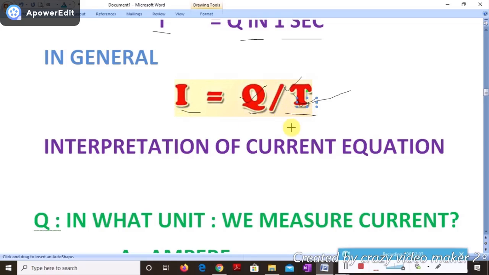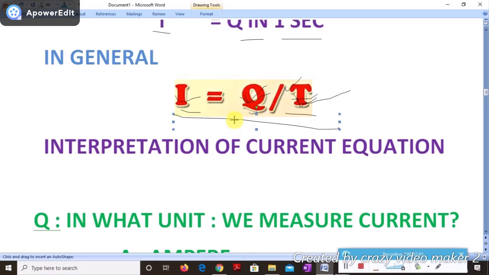And one thing I want to tell you here: both of these things, charge and time, are affected by many other factors that we will discuss later in this chapter, in the next videos. The definition of current is precisely based on this formula because it is more accurate. So the proper definition of current is the time rate of flow of charge through any cross-section area of a conductor. I hope you understood this one.